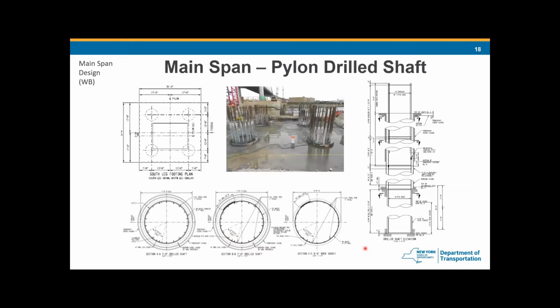For the pylon foundations, the pylon caps are 35 by 35 feet and 12 feet high, and each pylon cap is supported by 7 feet diameter drilled shafts. And this is the typical drilled shaft section. The drilled shafts go into the ground 180 feet deep. And at the end of the drilled shaft, we also have a 6 feet diameter rock socket. The length of the rock socket is about 13 feet long.